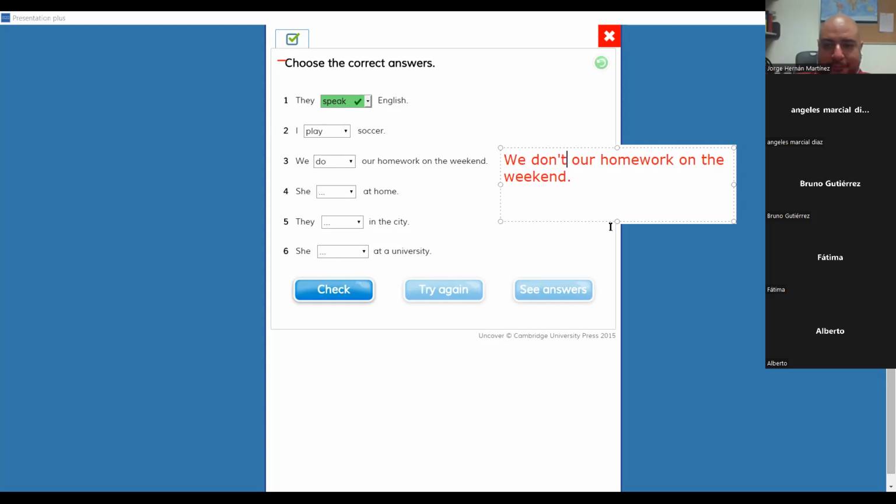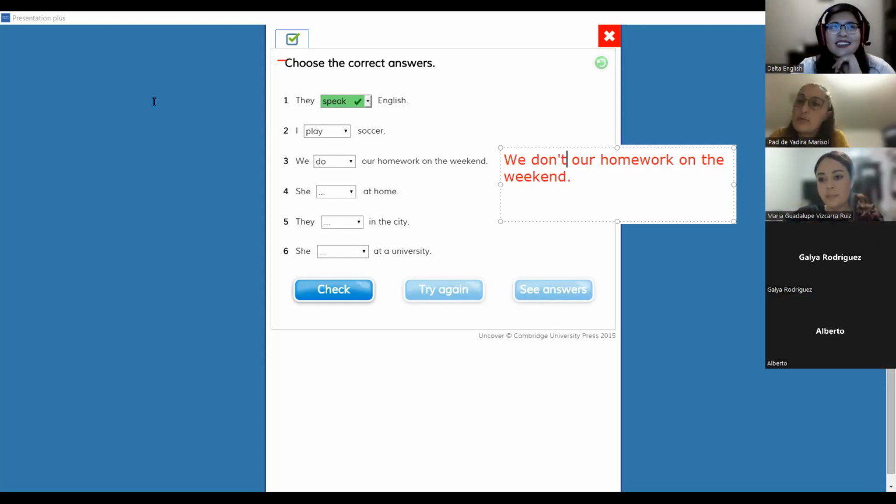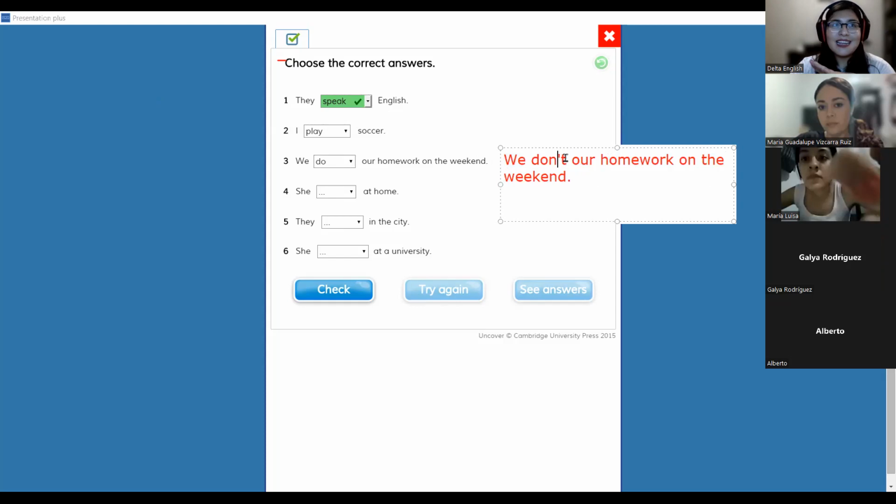Nope. Something else. ¿Qué me falta aquí, chicos? We don't our homework. The verb. Yes. So, well, this is the negative. This is not the question. This is the negative. So what am I missing? I'm missing the verb. Porque el don't, chicos, es para el no.